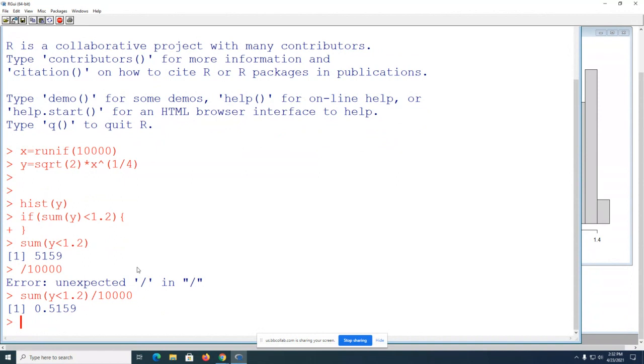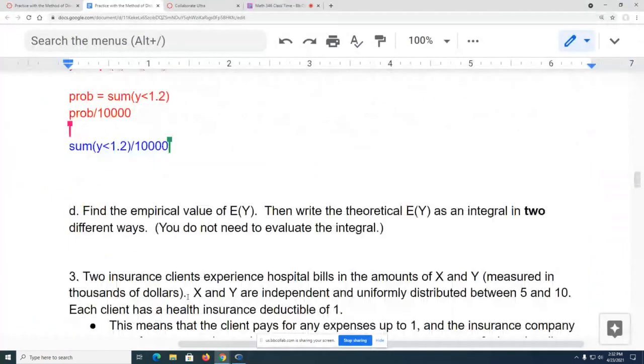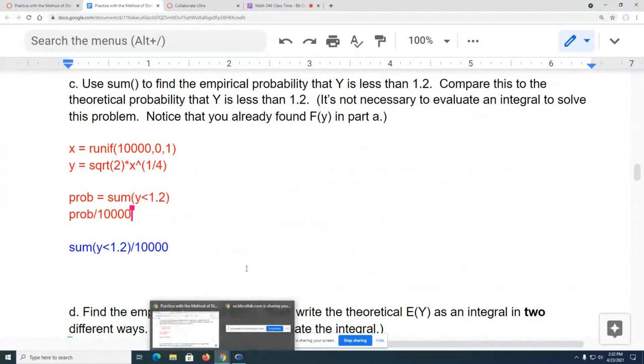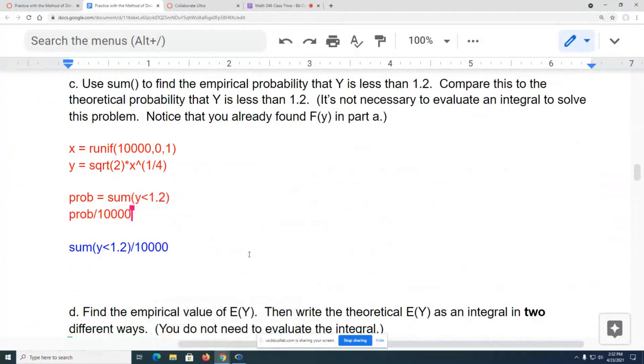All right. And then, Niall, looks like you've been working on the theoretical probability. Tell us about what you did. Well, we're looking for the probability that y is less than 1.2, and we can see from the definition here that f of y is y to the power of 4 divided by 4. So you can just plug in 1.2 to find the probability that y is less than 1.2. Nice, and that ends up being close to the empirical probability.